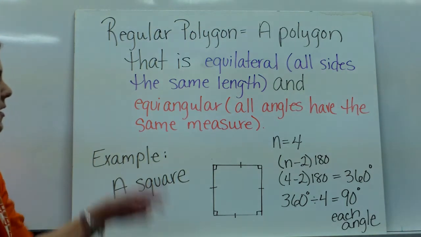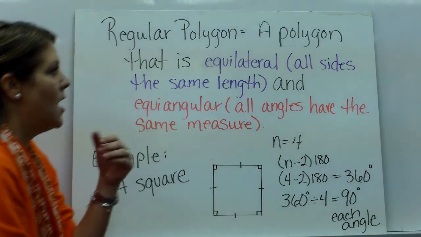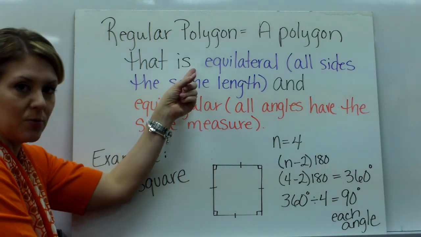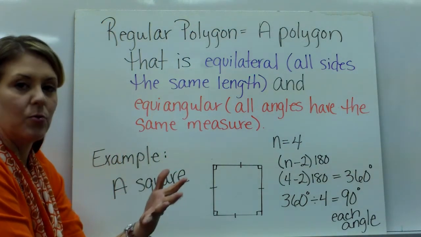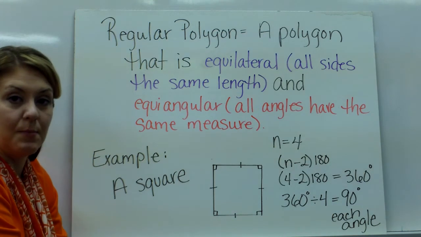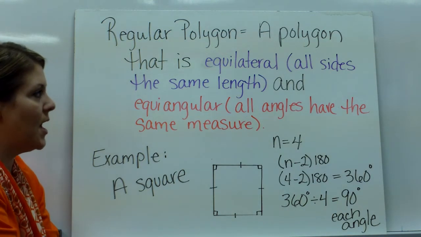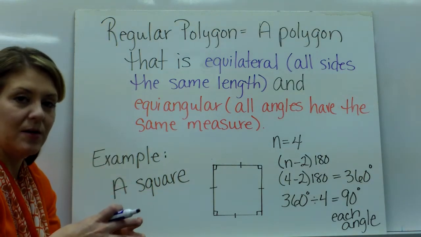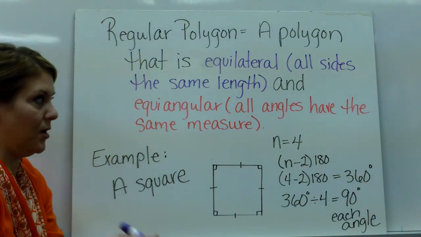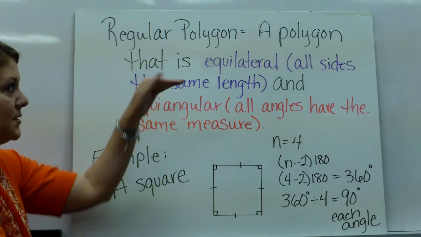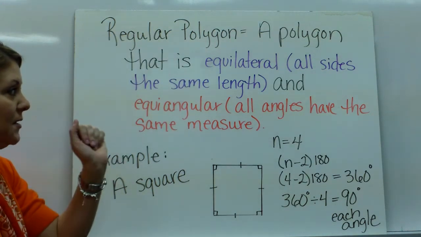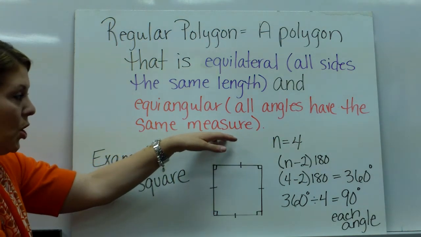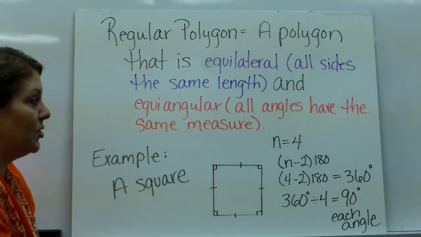A special polygon is called a regular polygon. A regular polygon is equilateral, which means all of its sides are the same measurement, all the sides are congruent, and it's also equiangular, which means all of the interior angles are the same measurement as well. So in a regular polygon all of the sides are the same length, equilateral, and all the angle measurements are congruent, which makes it equiangular.